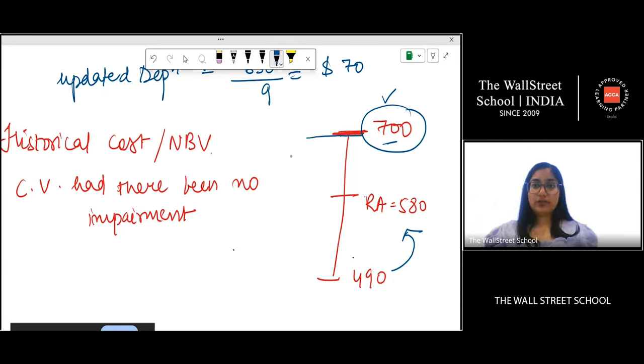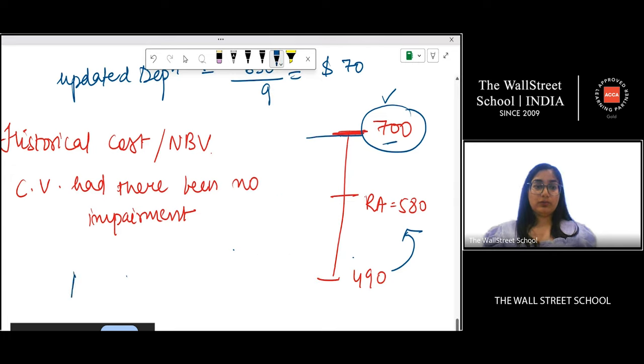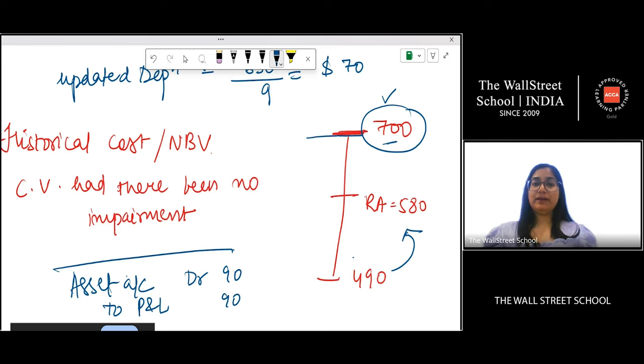यहाँ तक तो यानी कि this reversal is acceptable. So that means मेरी वैल्यू क्या होनी चाहिए? अब मैं अपने एसेट की वैल्यू बढ़ा रही हूँ, एसेट अकाउंट डेबिट टू पीएनएल, रिवर्स करने के लिए। Is it clear up till here?